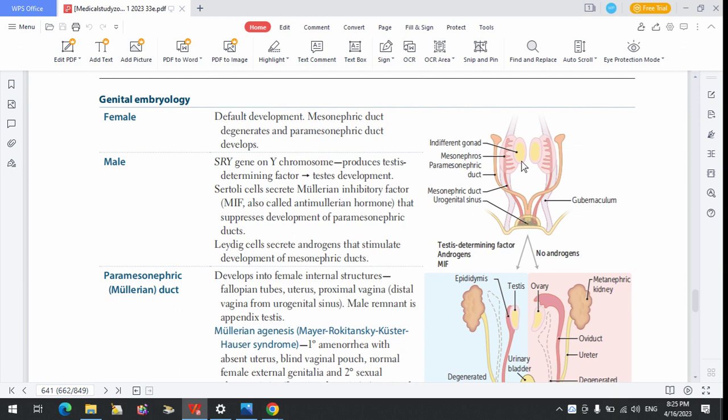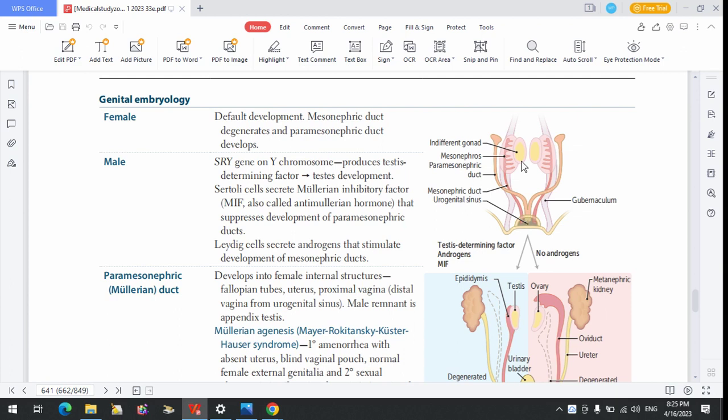So those will be the internal structures: the fallopian tubes, the uterus, the upper part of the vagina, and the cervix. They are joining the cervix to the uterus. So just say fallopian tube, uterus, cervix, and proximal vagina. That is it.